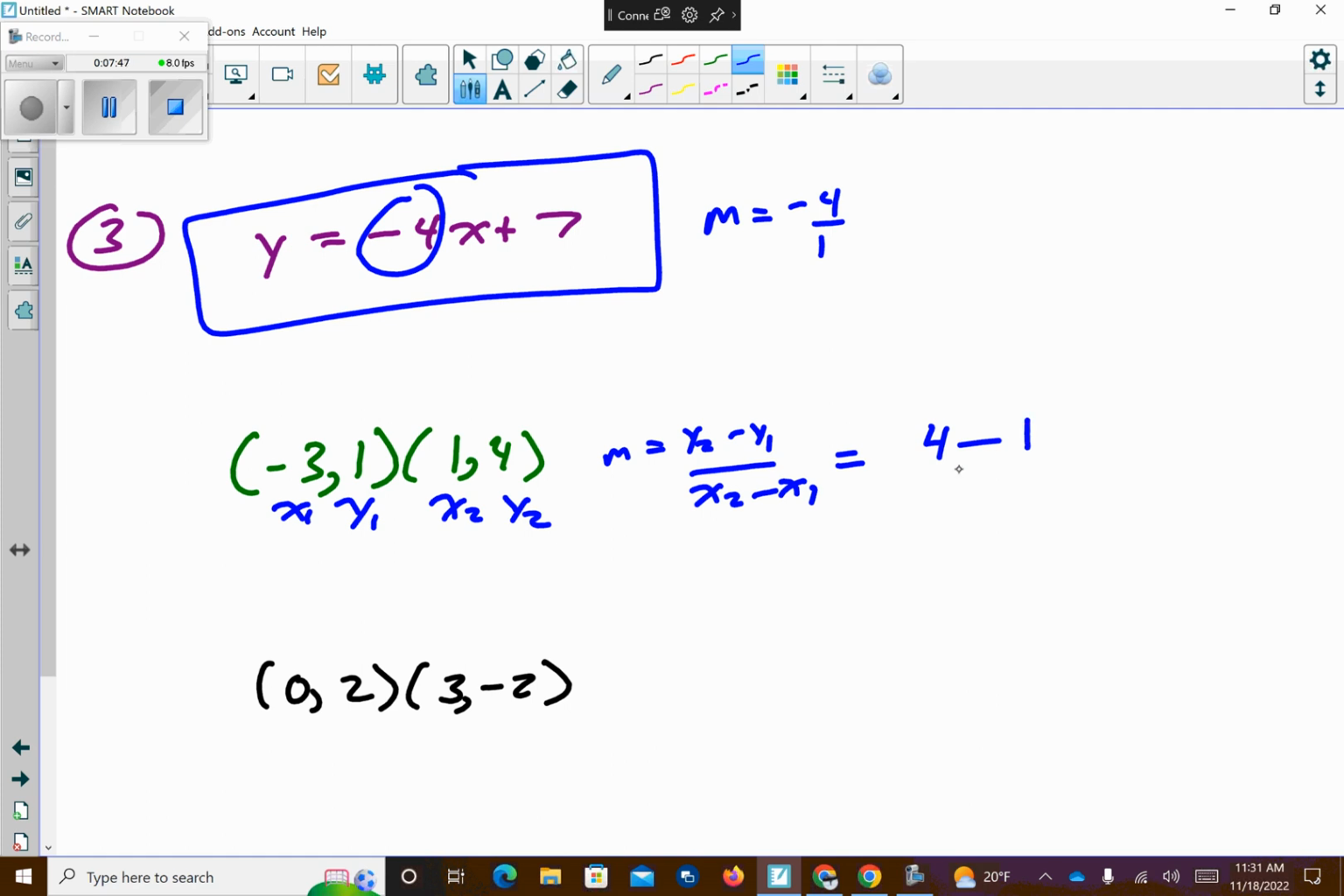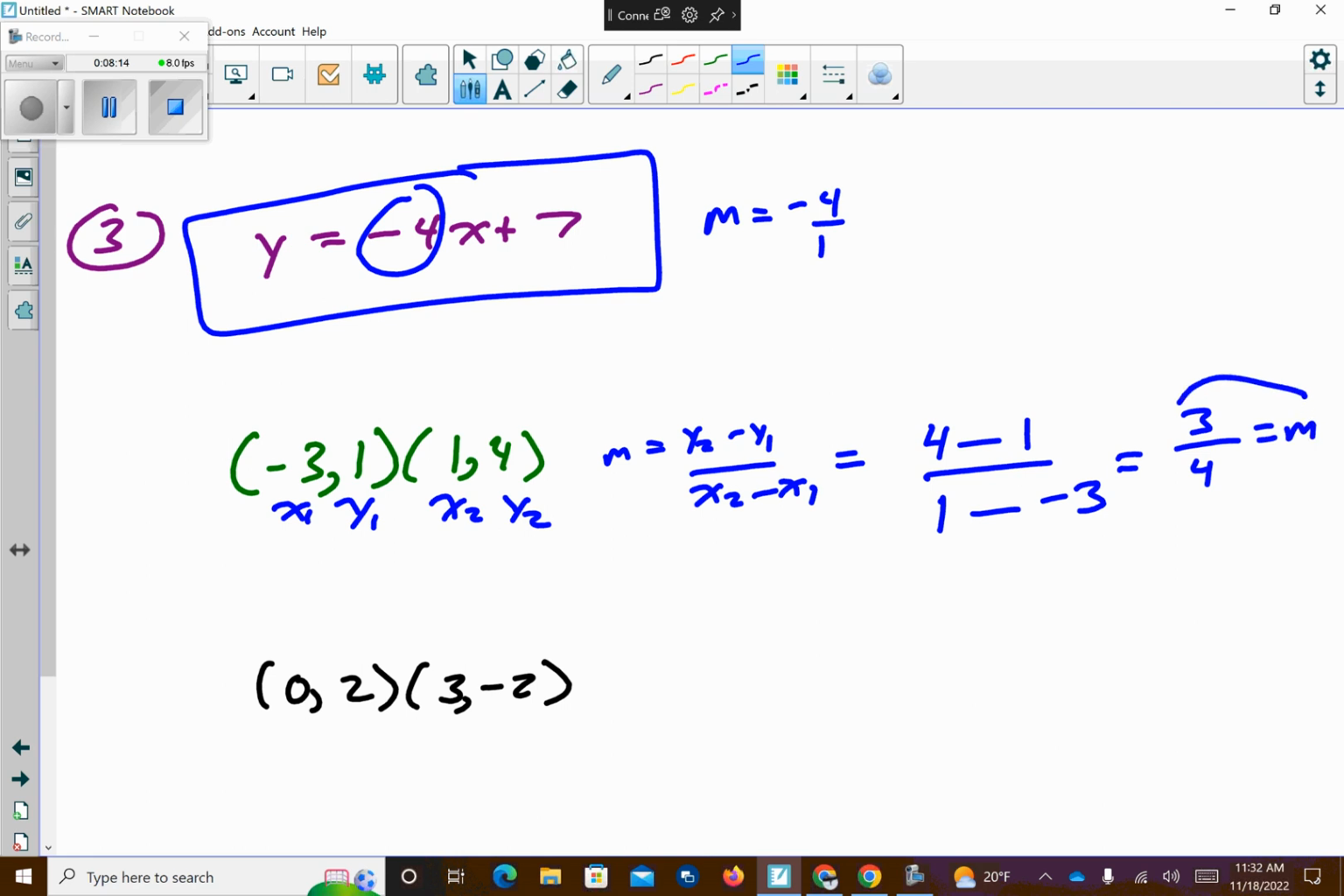Negative 3, so that gives me a 3 on top. 4 minus 1. 1 minus negative 3. Yeah, that's a 4 right there. That's my slope here.